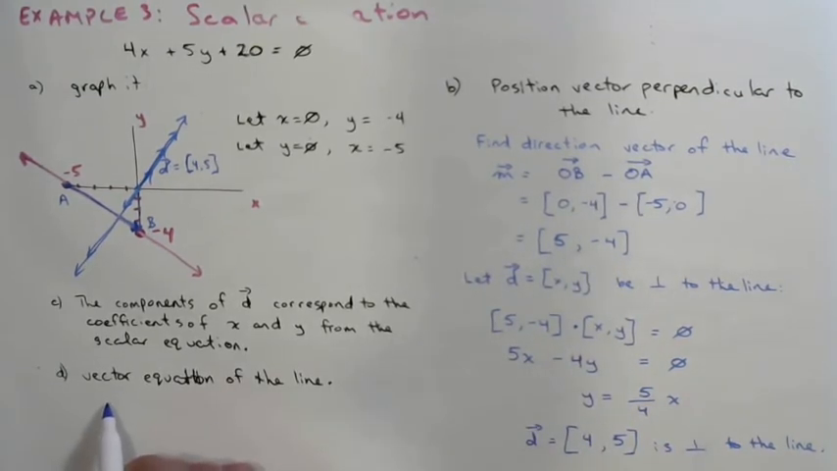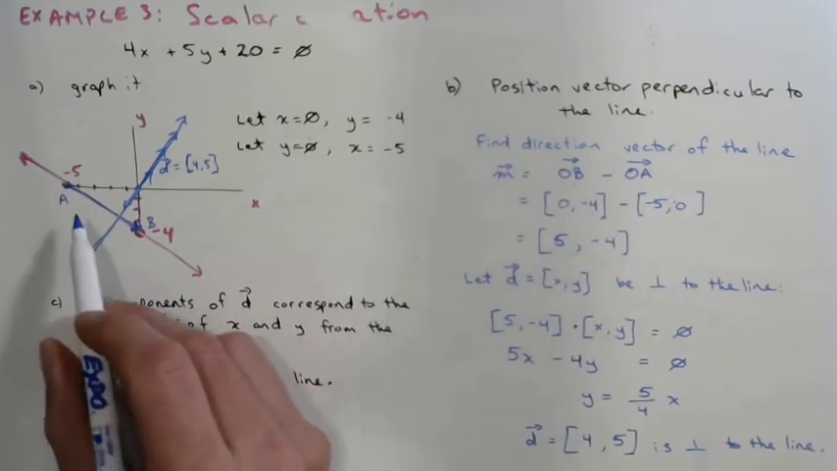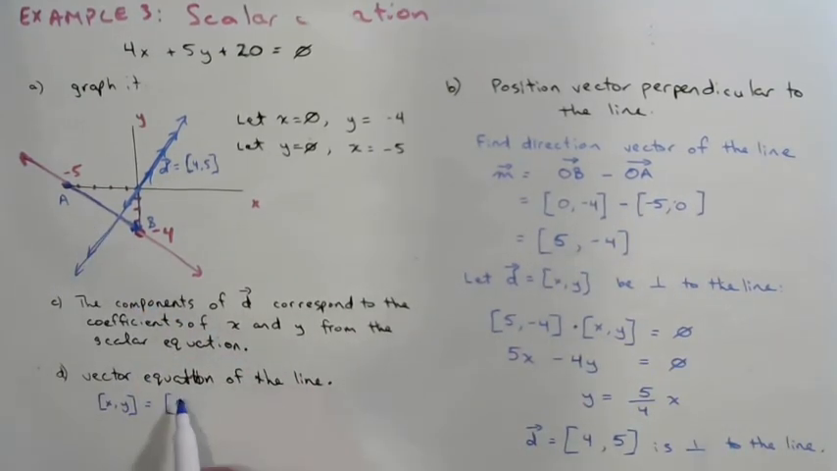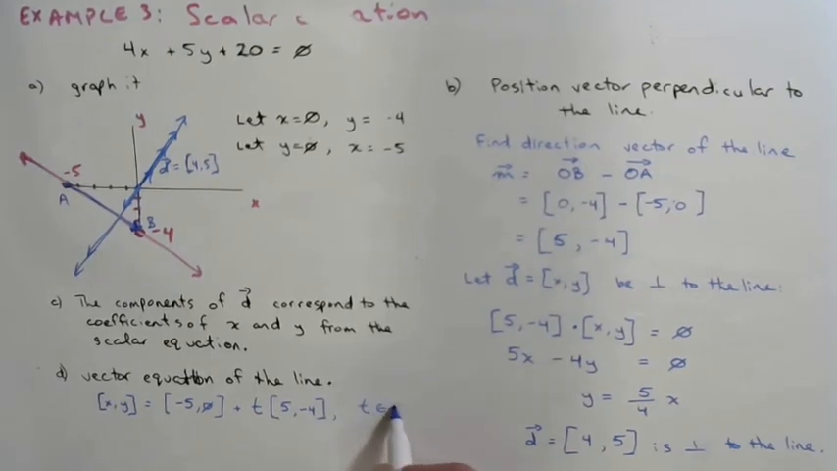So here's our vector equation. x, y equals, and then a position vector, I'm going to choose the point A, -5, 0, plus some multiple t of our direction vector, 5, -4, where t belongs to the set of real numbers.